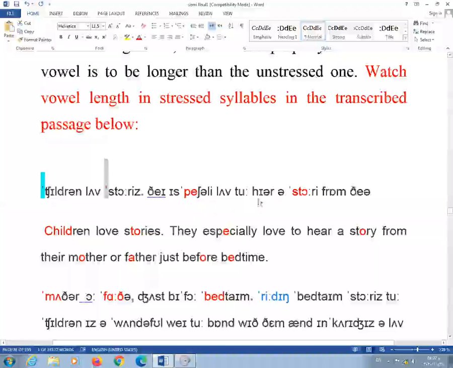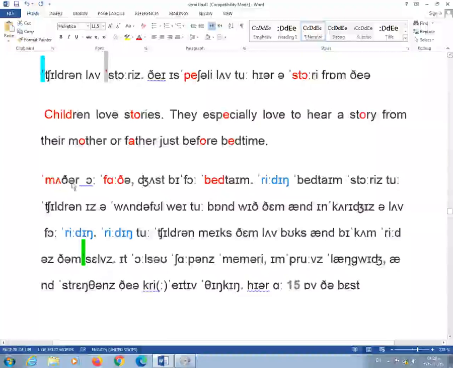Love to hear. All these are single syllable words. To hear a story, two syllables, sto and ry. Which syllable do you hear more? Do you say story and you stress the second syllable, or story and you stress the first? Of course, you say story and you stress the first syllable, and this is why O, which is a vowel, is a longer, stronger and louder vowel than the vowel in the second syllable. Okay, from there and so on. From their mother, look at mother, ma.